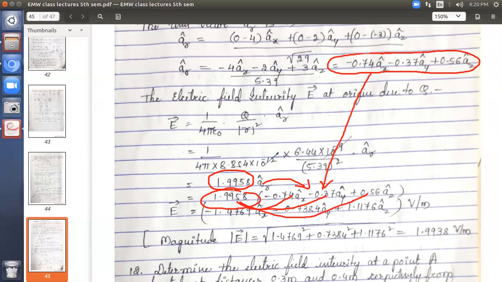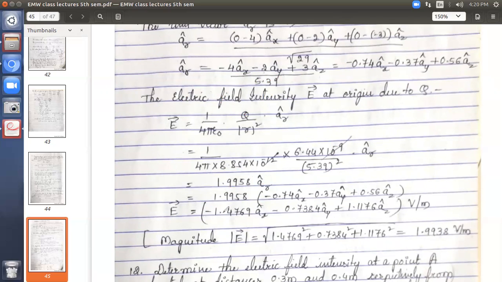1.99 into 0.74 comes to 1.47. Similarly, 1.99 into 0.37 comes to 0.738 something. Use your calculator and write whatever values you get. And the unit of E will be volt per meter, because I think you know this already.